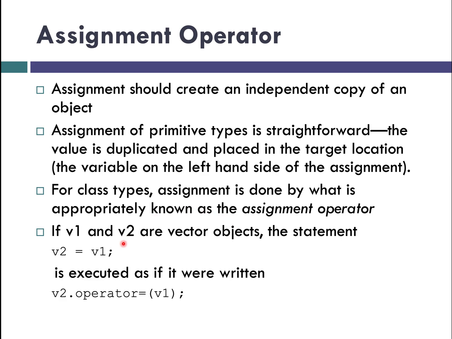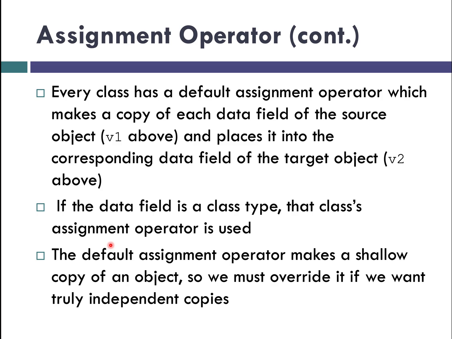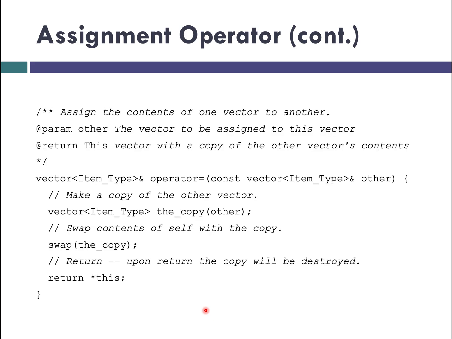Again, we mentioned that if we have two vectors and assign them to each other, we're actually going to have to do this kind of a copy operation. If we do normal assignment, it makes a shallow copy. We can override it if we want to have truly independent copies.